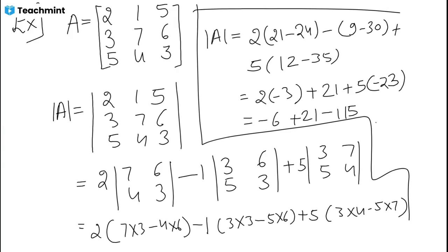Are you getting these steps or want to ask anything? No, ma'am. Okay, so we have minus 6 plus 21, minus 115 we have. So determinant of A is minus 100.